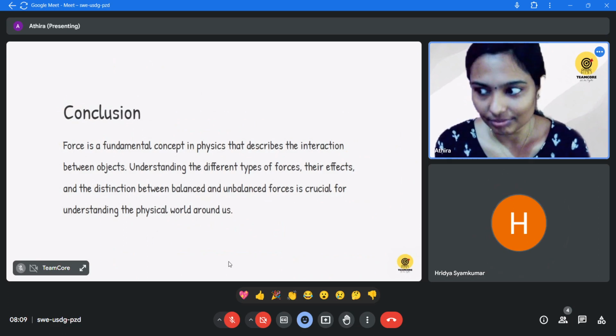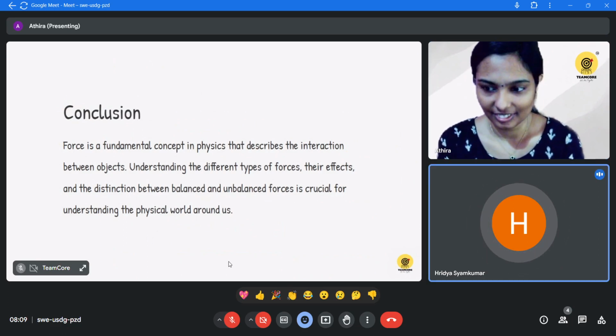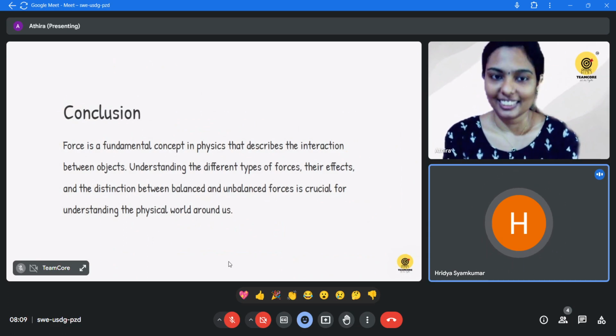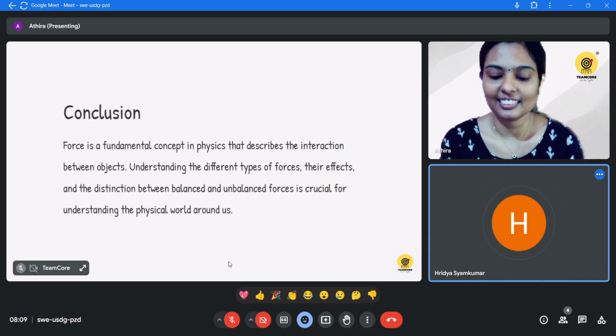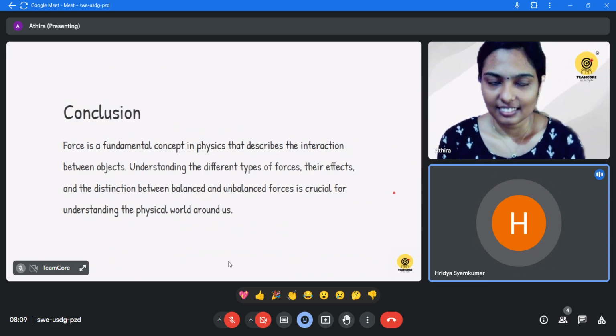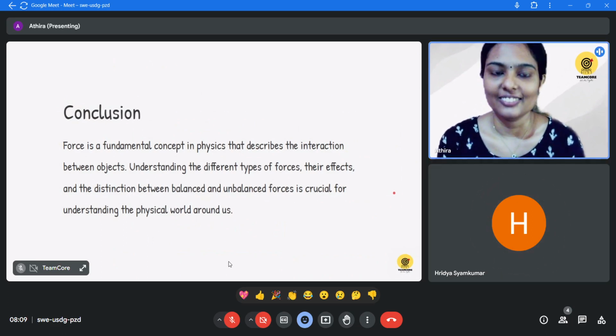The push or pull of an object is given as force. It is a vector quantity, and it includes direction as well as magnitude. Yes. Very good.